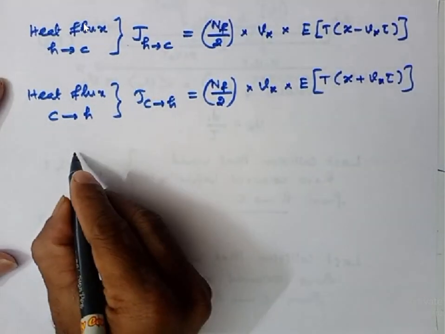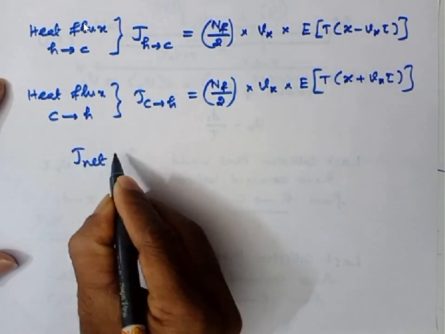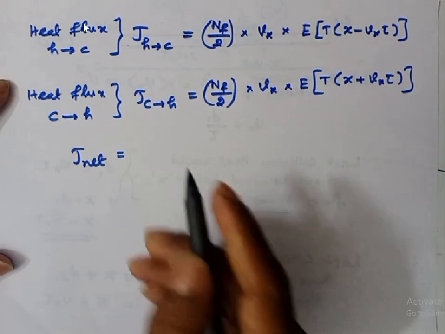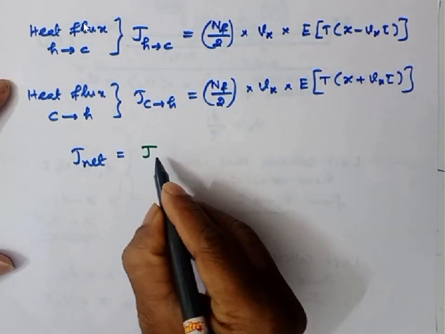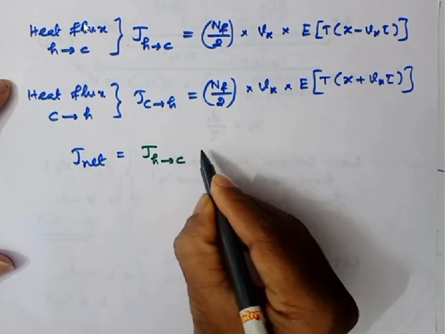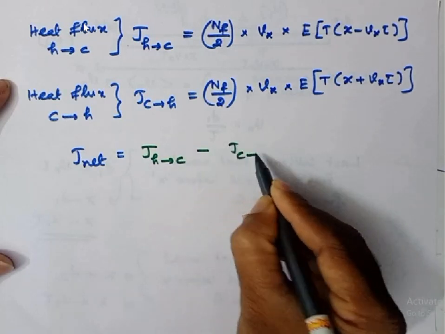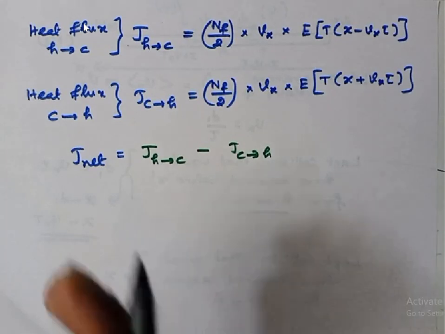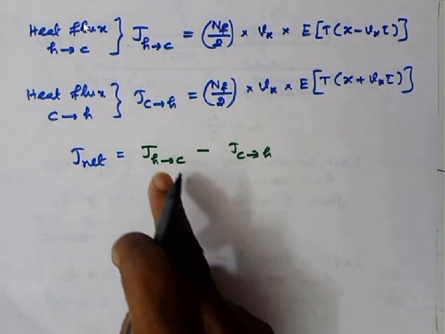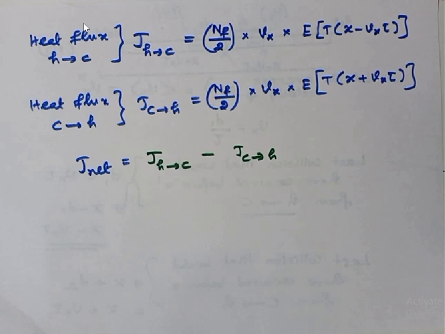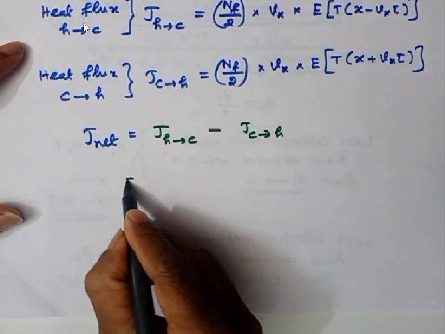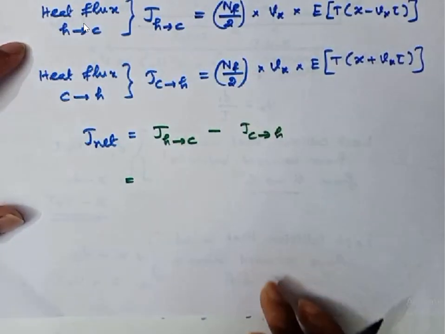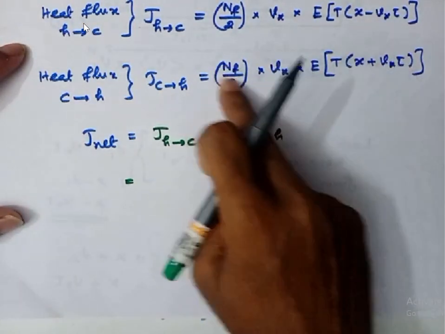Now we need to identify the net heat flux. Net heat flux is equal to the heat flux from hot end to cold end minus the heat flux from cold end to hot end, because naturally we know that heat transfer occurs from hot end to cold end. So we have to subtract this from this. Clear? Now I am going to subtract this minus this.